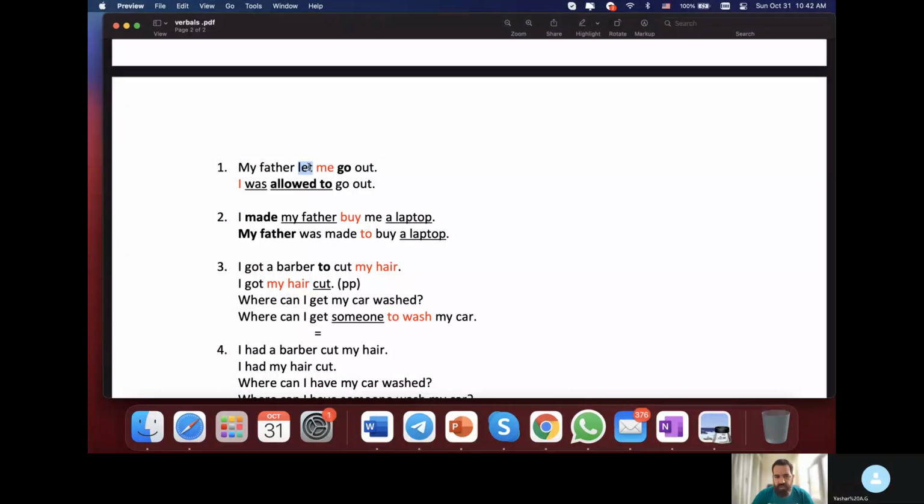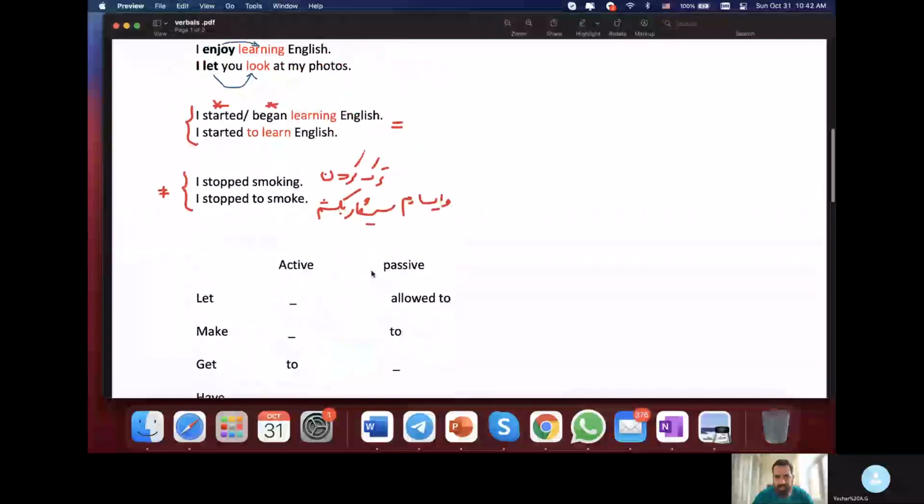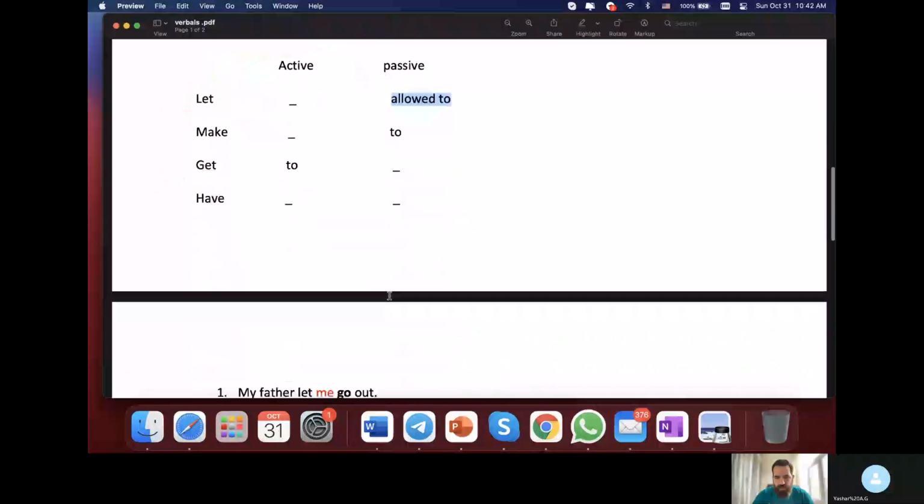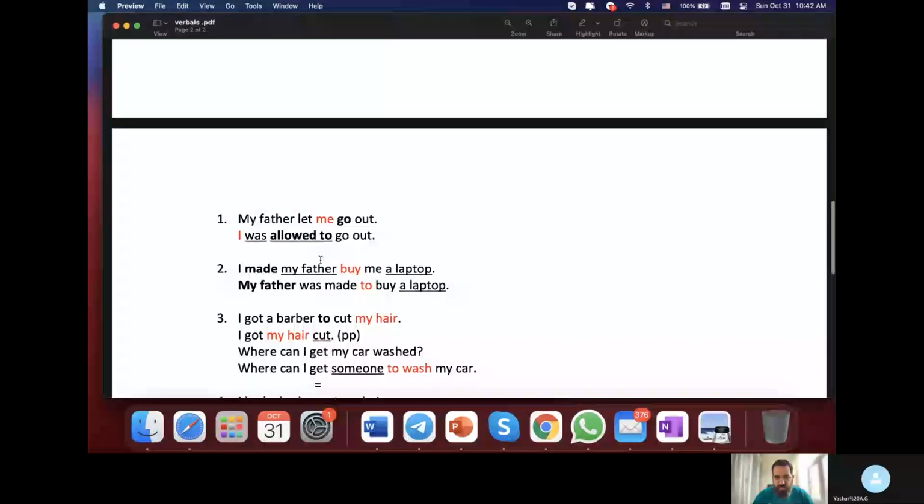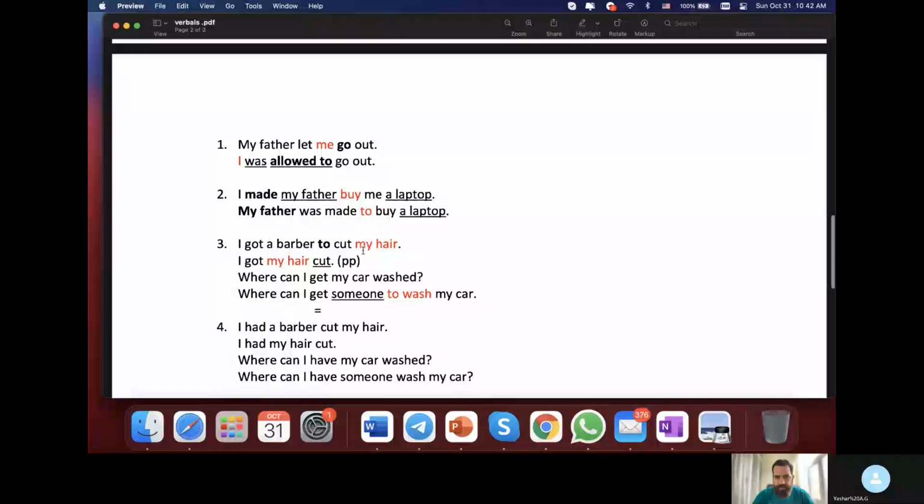Sometimes I jokingly say "let" with an odd ending. It means that we don't need "to." If I want to change this structure to passive, "me" goes to the subject place and it becomes "I." The passive form of "let" is "allowed to." So I say, I was allowed to go out.